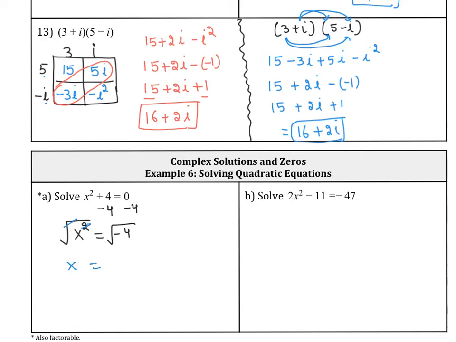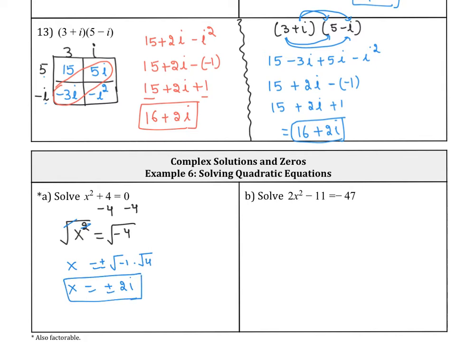And for negative 4, you're going to write it as negative 1 times 4, so square root of negative 1 times square root of 4. This is going to be plus or minus. Square root of 4 is 2, and square root of negative 1 is i. So plus or minus 2i.